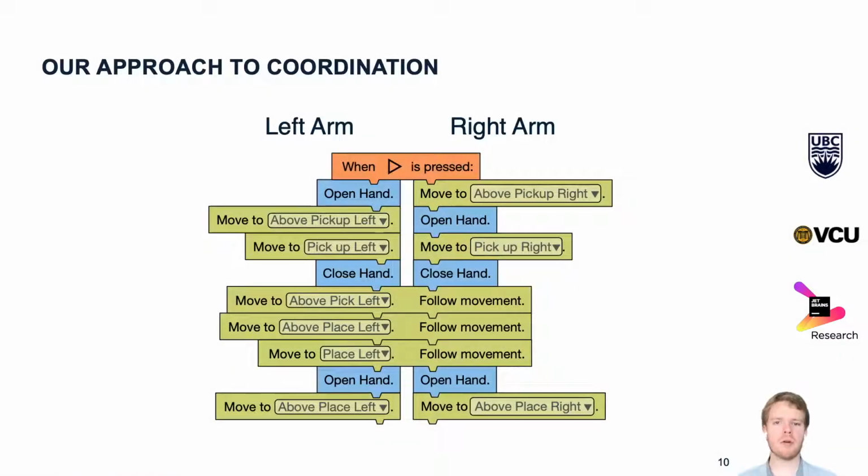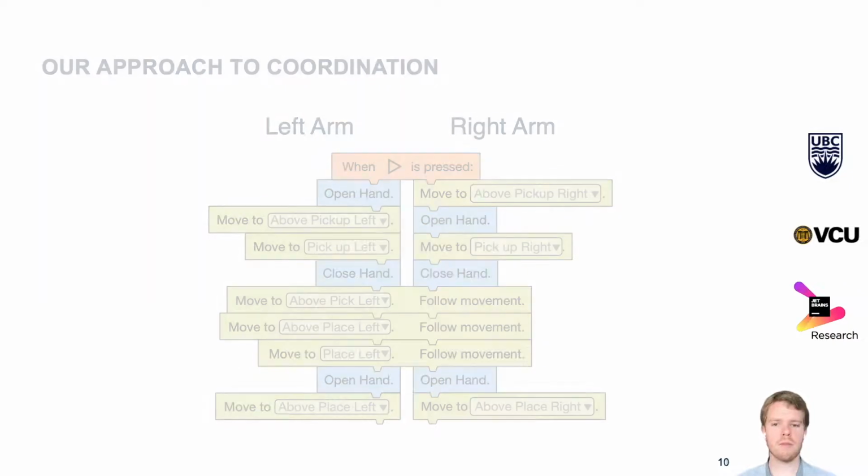This brings us to our approach. We decided to present the programs for both robot arms side by side. The program for the left arm is on the left, and the program for the right arm is on the right. In this example program, both arms are picking up and carrying an item together. As you can see, there are also blocks that affect both arms, and they span both columns. In this example, we have a move block where both arms do the same movement synchronously.